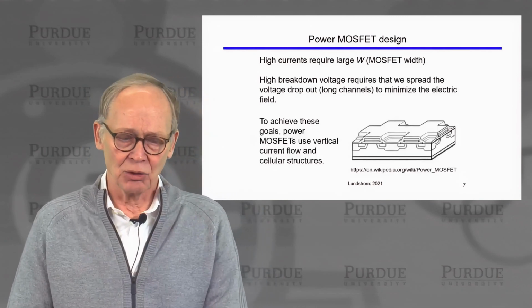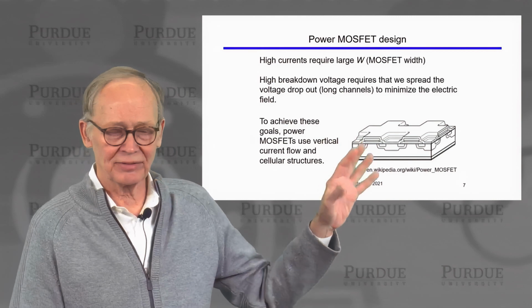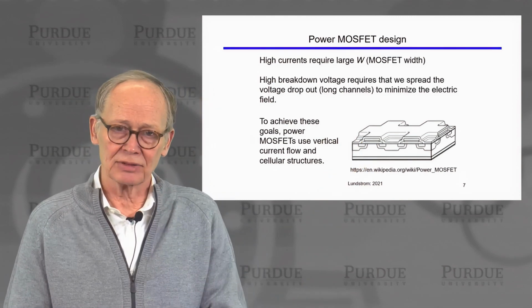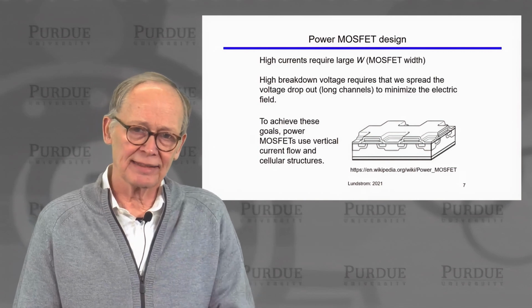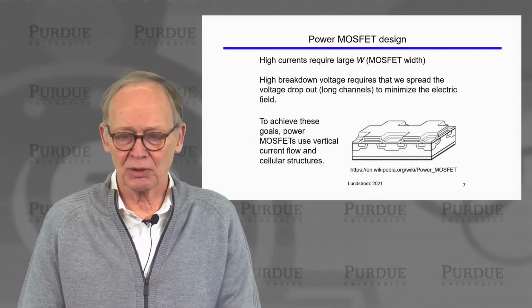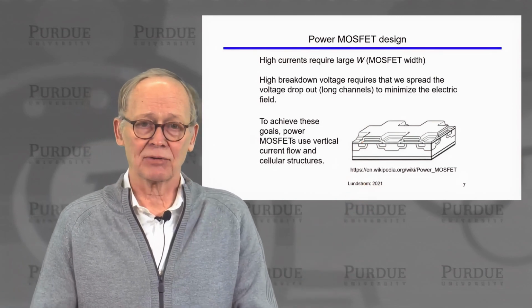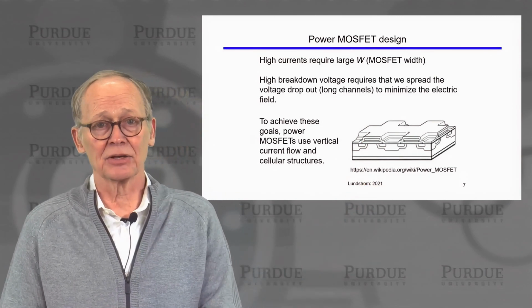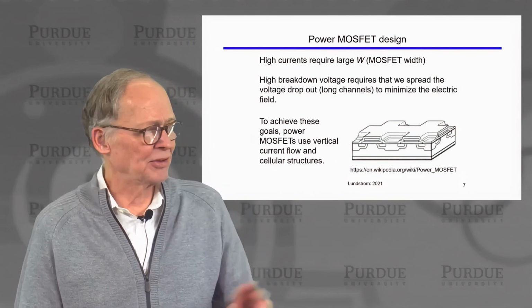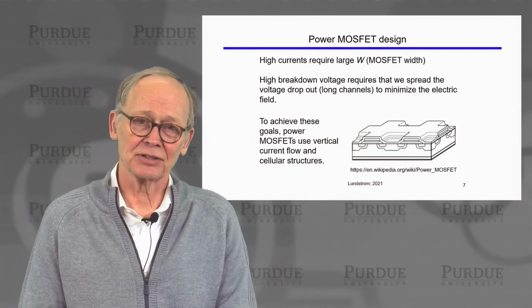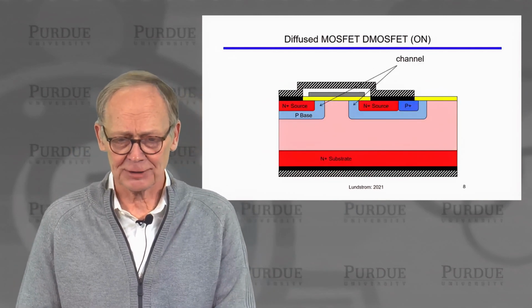So to achieve those goals, power MOSFETs have adopted this kind of cellular design and vertical flow. The cellular design allows us to wrap a lot of width in a small area. The vertical flow allows us to have large distances that sustain large breakdown voltages. By the way, this sketch is not to scale. The vertical dimensions are much larger than the horizontal dimensions.